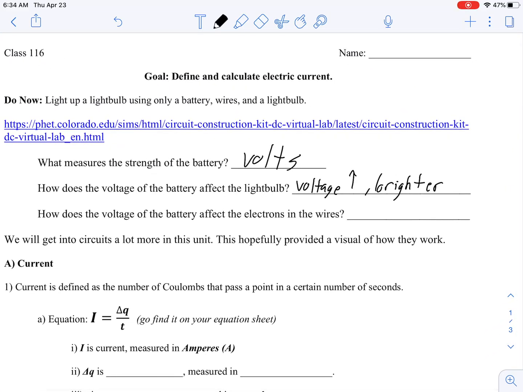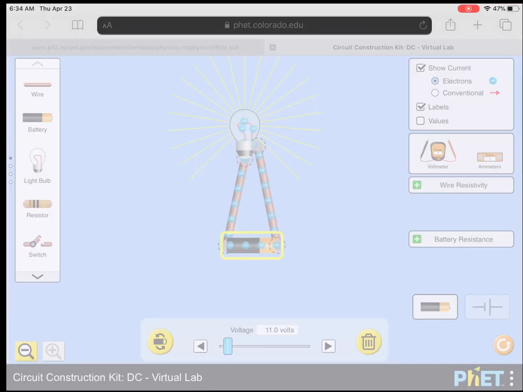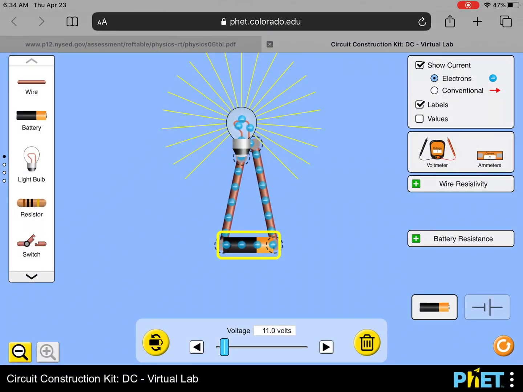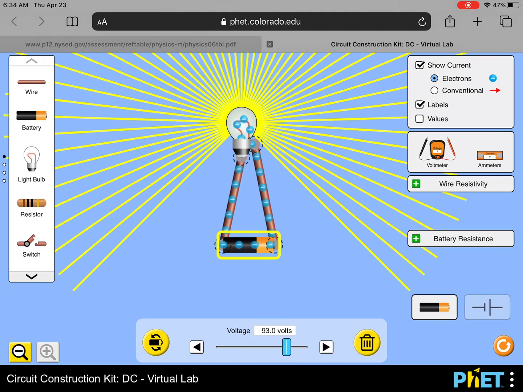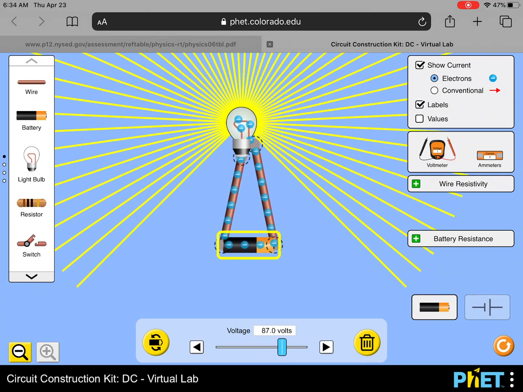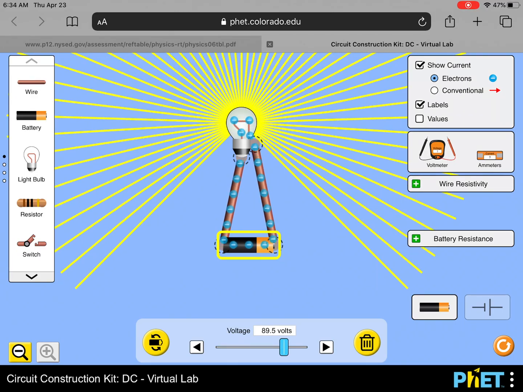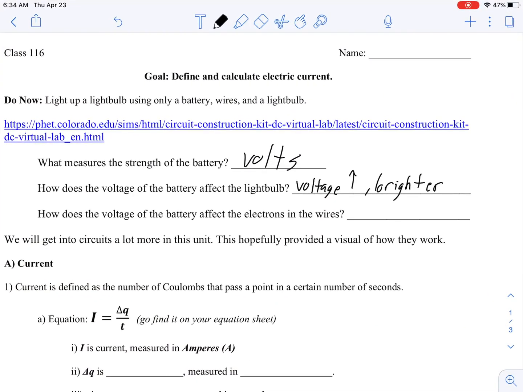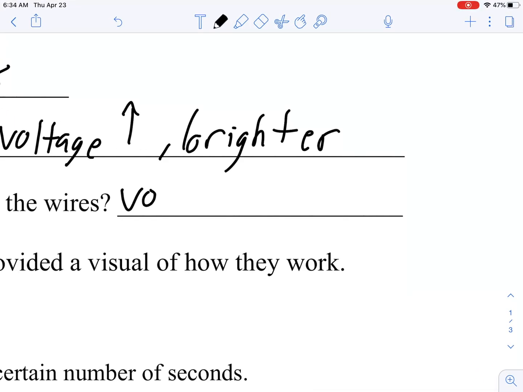How does the voltage of the battery affect the electrons in the wire? So let's see. So there are the electrons moving around, those little blue things. So if I move the voltage up, what's happening to the electrons? Seems like as voltage gets higher, the electrons move faster. So voltage up, electrons move faster.